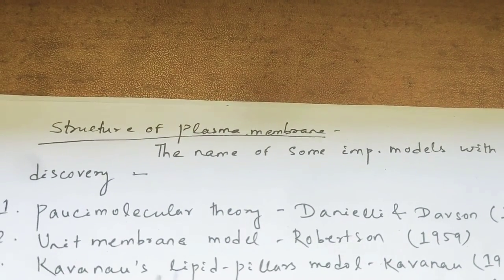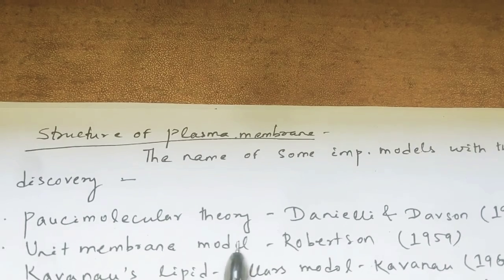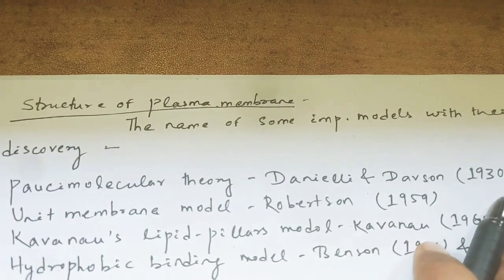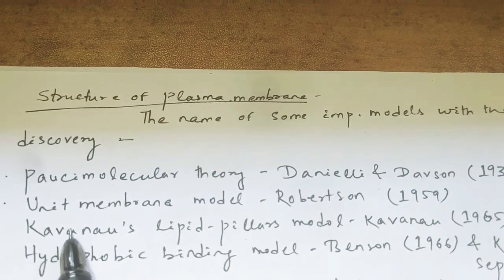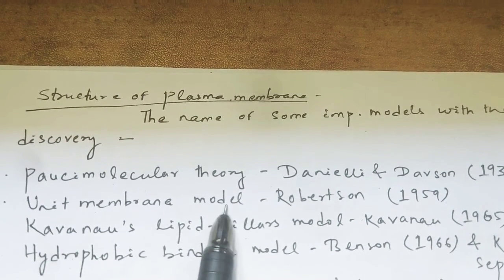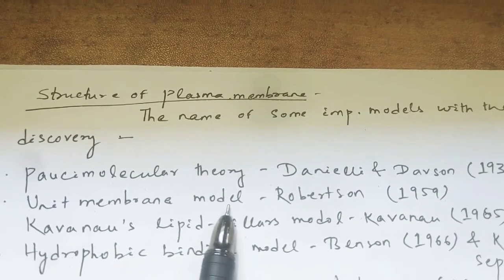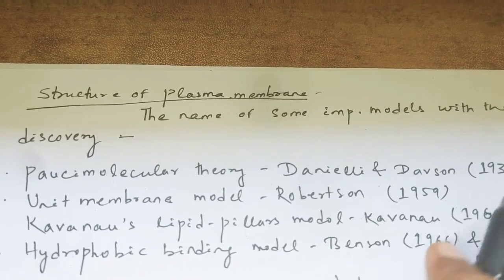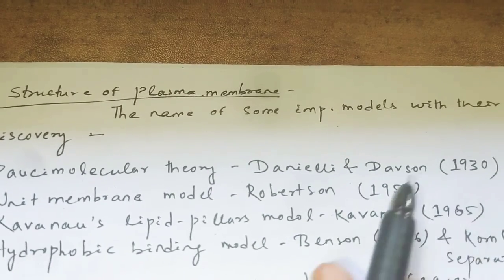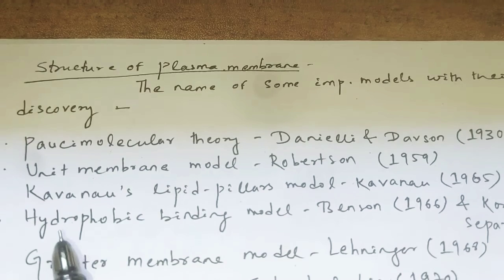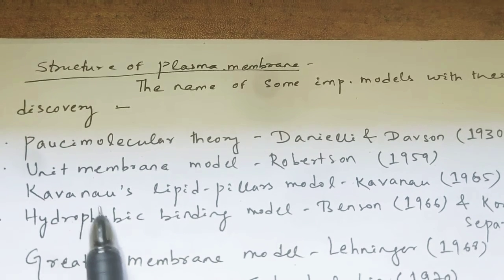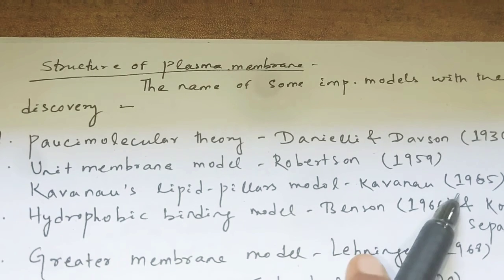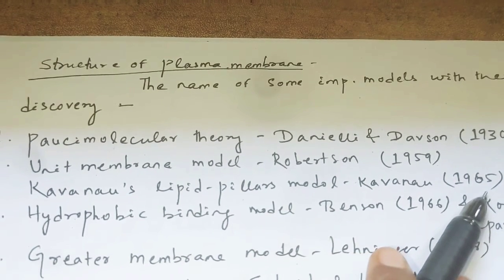First one is the molecular theory, which was given by Danielli and Davson, 1930. Then the second is the unit membrane model, given by Robertson in 1959. After a very long time. This one is 1930, then this one is 1959. Remember. Then the third one, Kavanau's lipid pillar model, at the year of 1965.